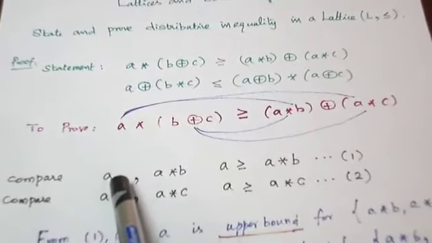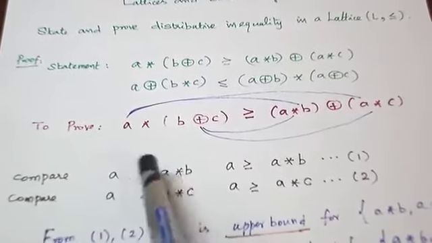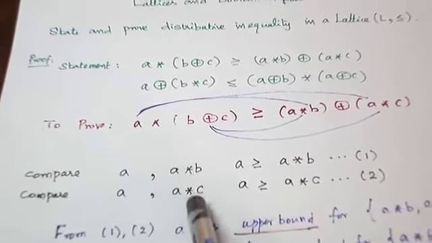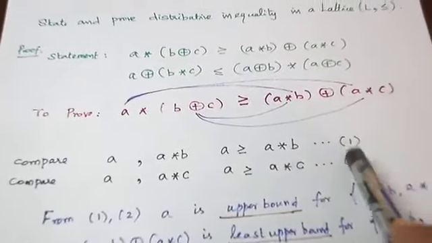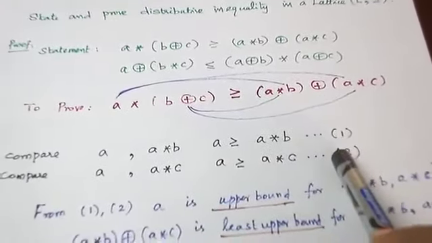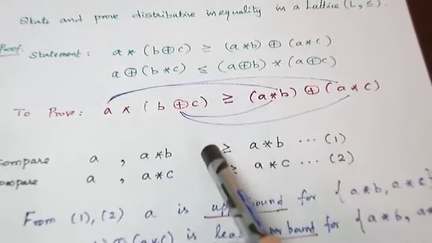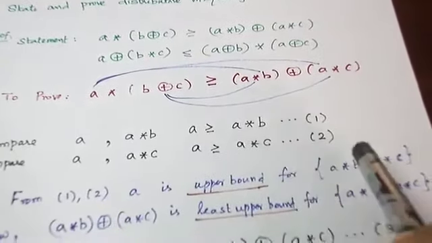So first compare A and A * B. A * B is smaller than A. Similarly, compare A and A * C, then A * C is smaller than A. So we have two inequalities. From these two inequalities, what we obtain is this: A is an upper bound for these two elements, A * B and A * C.